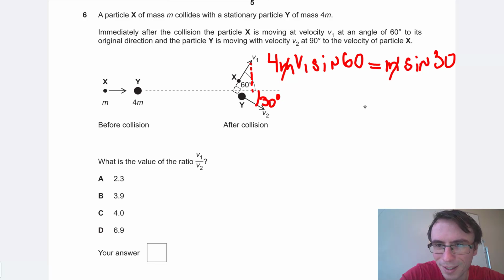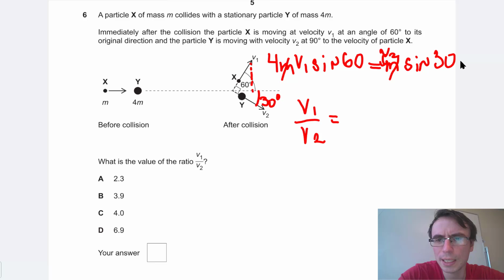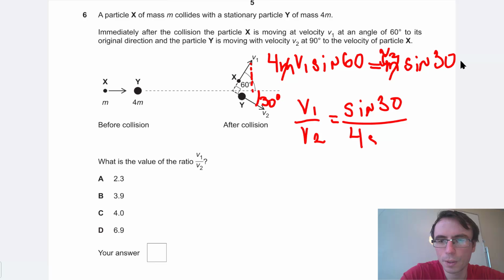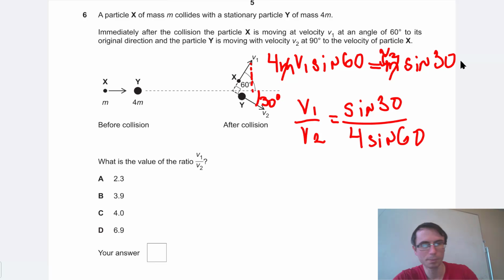Oh, hang on, I can't write here. Let's try again. I'm going to put the v2 here. So that's m sine 30 times v2, or v2 times m sine of 30. So what we're left with, if I rearrange for v1 over v2, I should get sine of 30, which is a half, divided by 4 sine of 60. Let's put that into a calculator. So sine of 30 divided by 4 sine of 60, root 3 over 12.